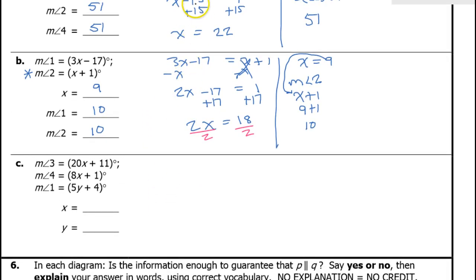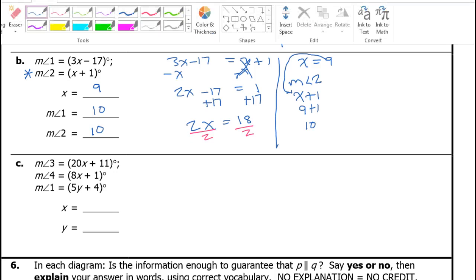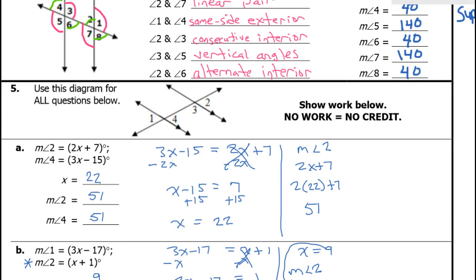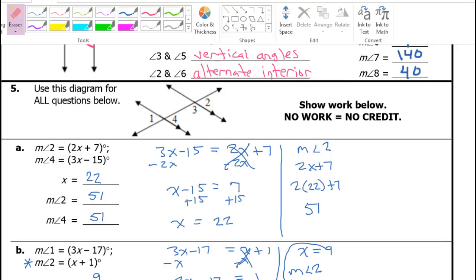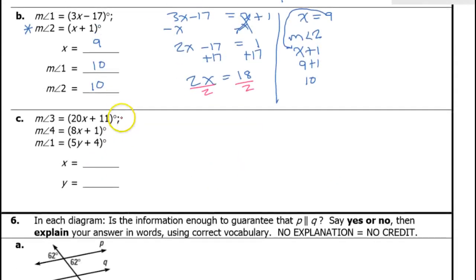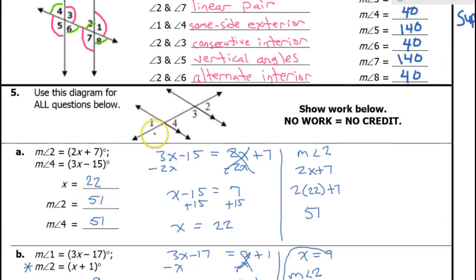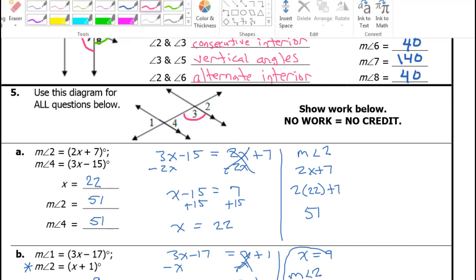Okay, now part C. Wow, we have 3 angles now. Okay, hold on. Let me erase some stuff. Okay, so we have angle 3, 4, and 1. Okay, so I have angle 3. All right, and then I have angle 4 and angle 1.